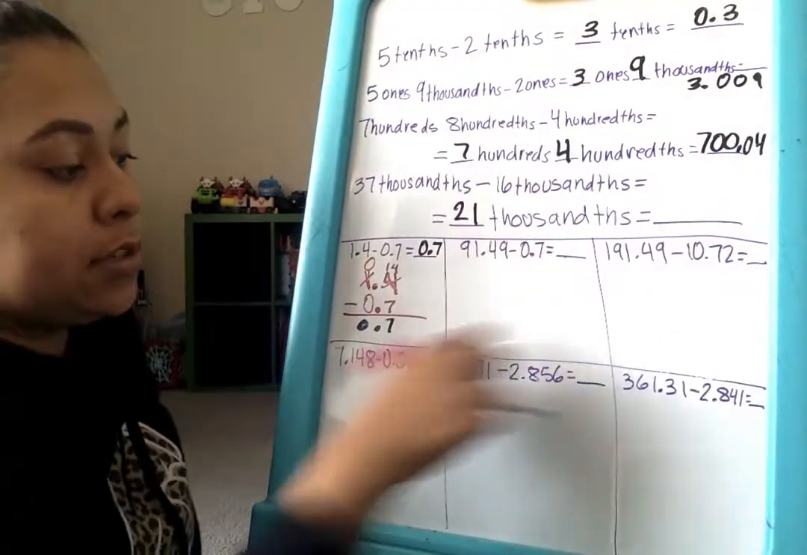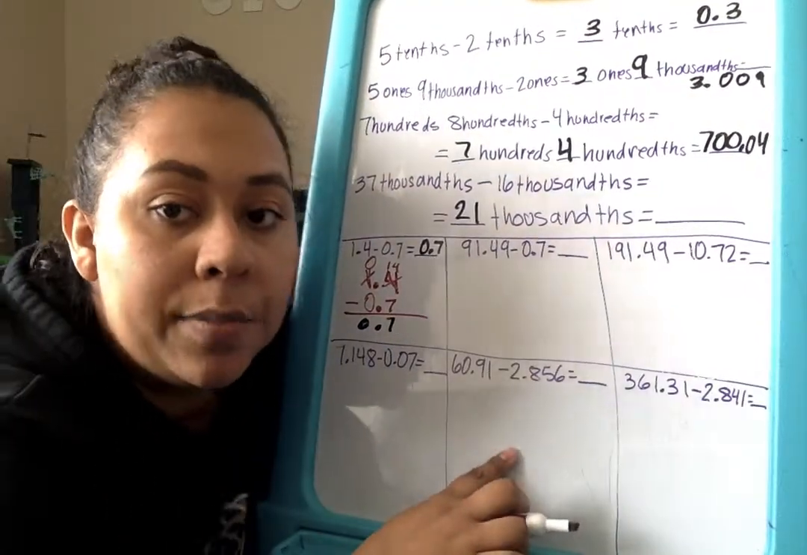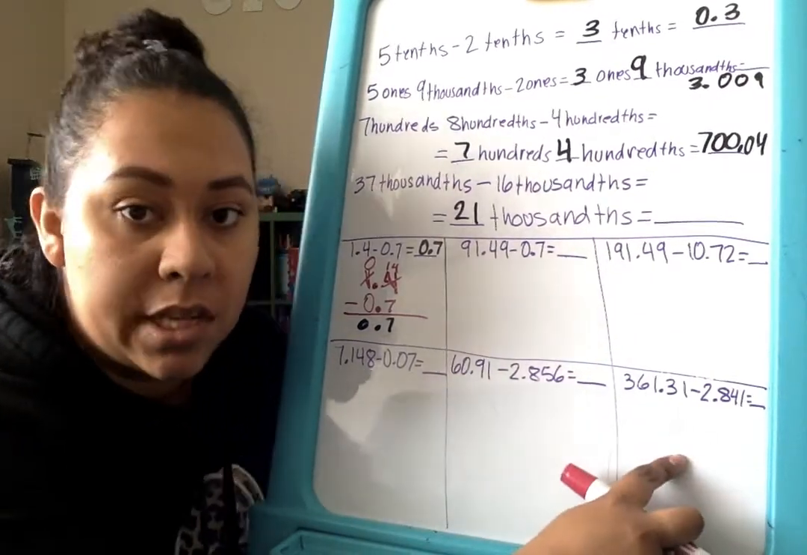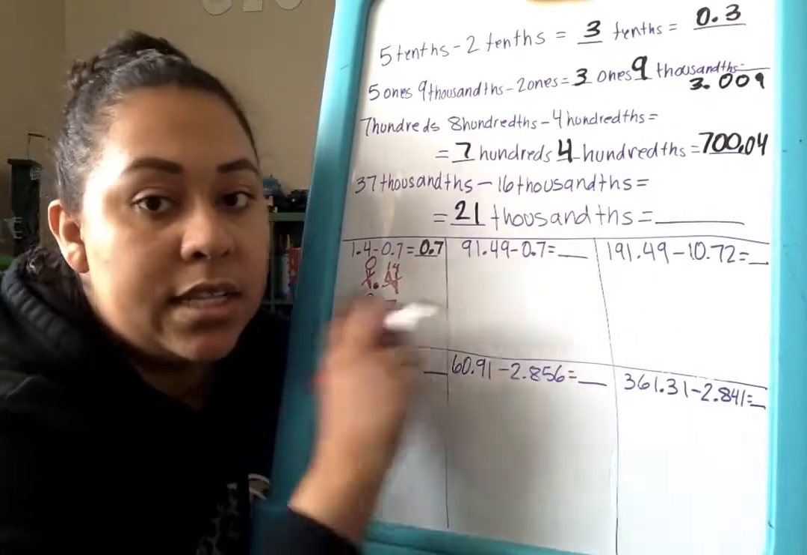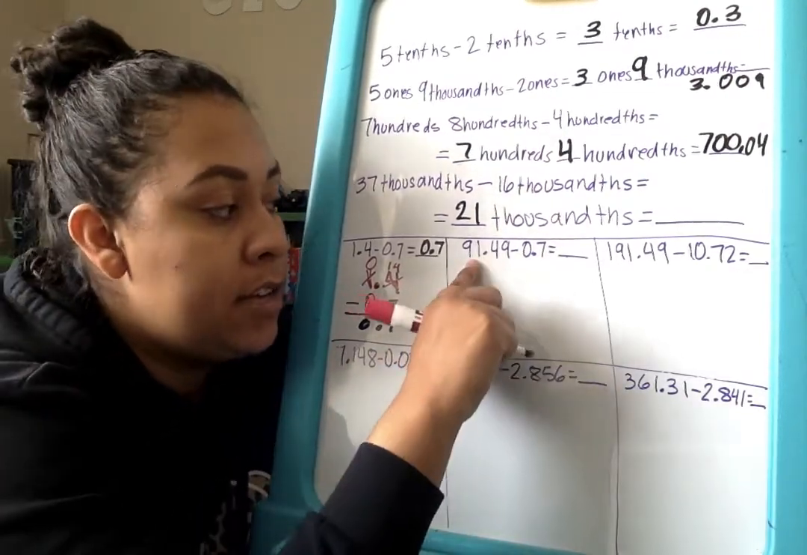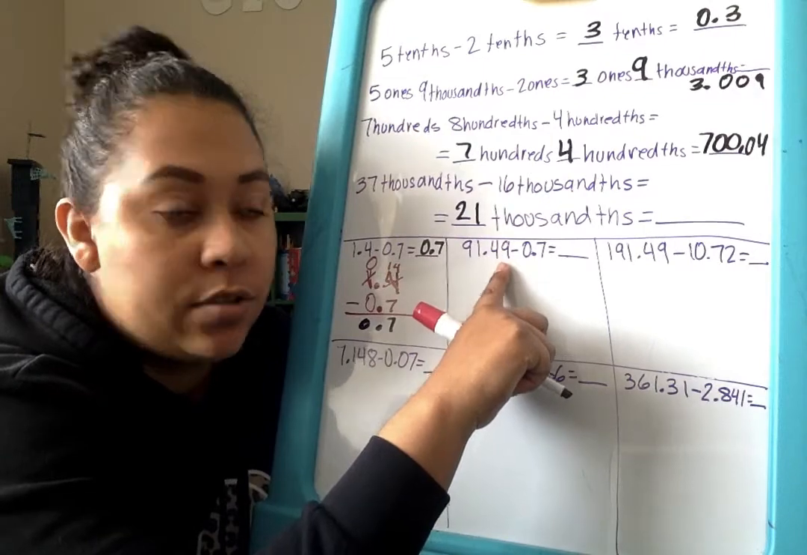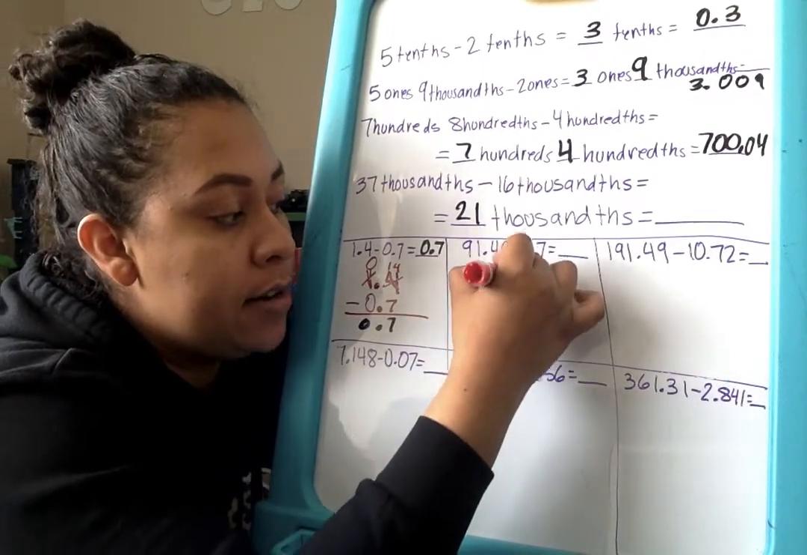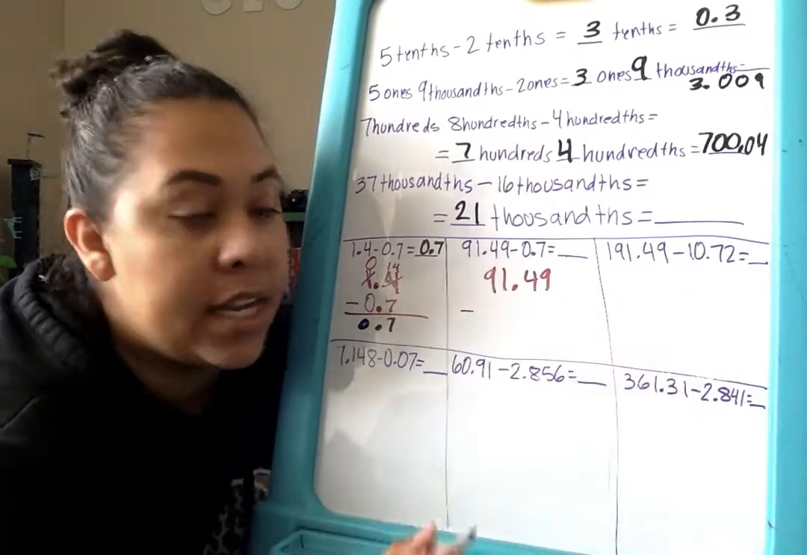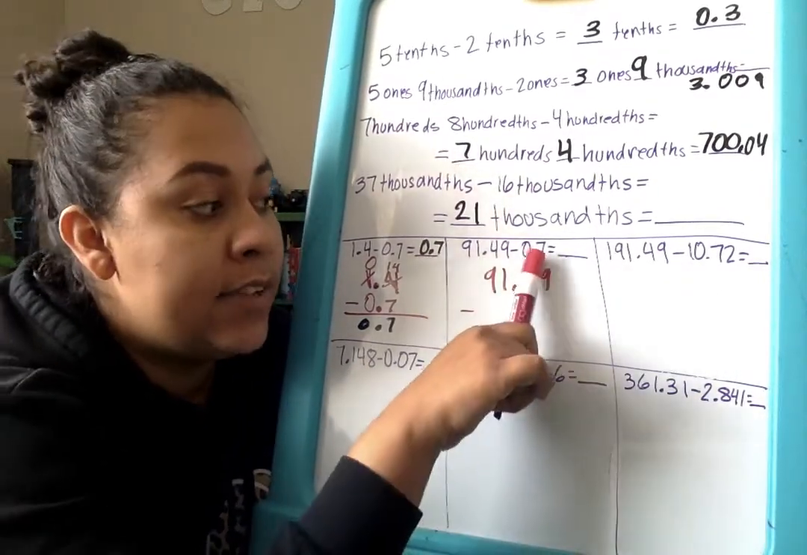So now on these next ones, these next 4, I'm going to show you how you line them up, and then this last one I'll do together with you. But you still need to answer all of the questions, all of the fill in the blanks. So now we have 91 and 49 hundredths. So I'm going to write right here, 91 decimal 49 hundredths minus 7 tenths.